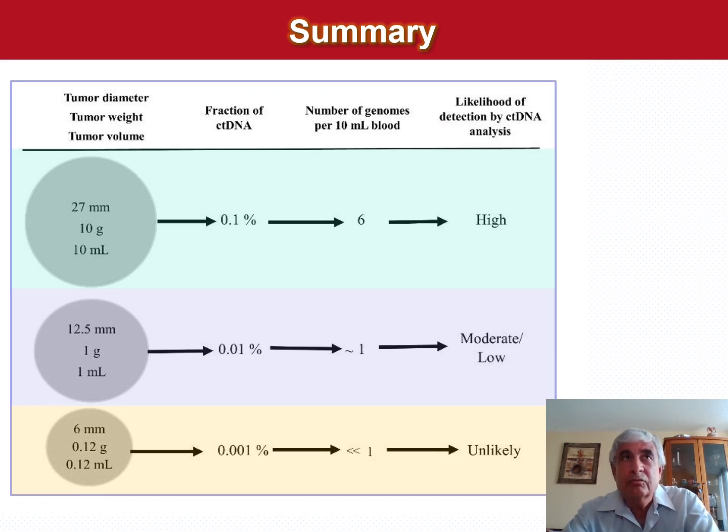This slide summarizes our calculations that the tumor of 27 millimeters in diameter can yield about 6 genome copies in the circulation with a tube of blood, thus likely being able to make the detection possible. However, as the tumor gets smaller to about 6 millimeters in diameter, the mutant allele fraction is so low that you cannot retrieve even a single genome for molecular analysis, thus making the diagnosis impossible.